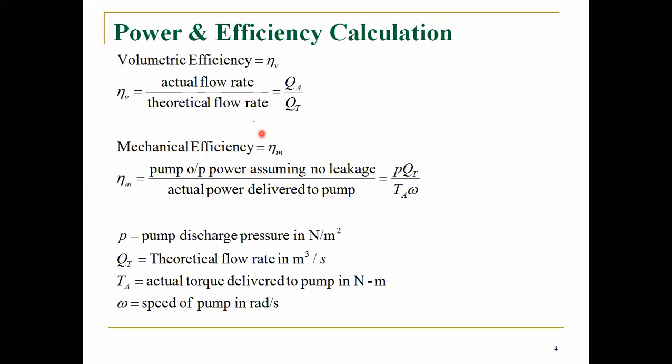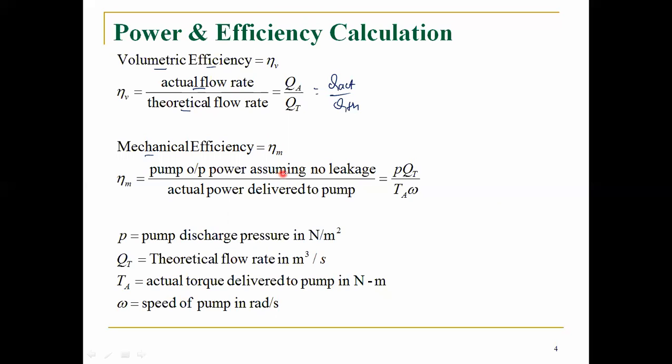So the first efficiency is the volumetric efficiency. Volumetric efficiency will be equal to actual flow rate divided by theoretical flow rate. I can write actual flow rate as QA by QT, or you can write it as Q suffix actual divided by Q suffix theoretical. Then in the same way, mechanical efficiency, eta mech, is equal to pump output power assuming no leakage.